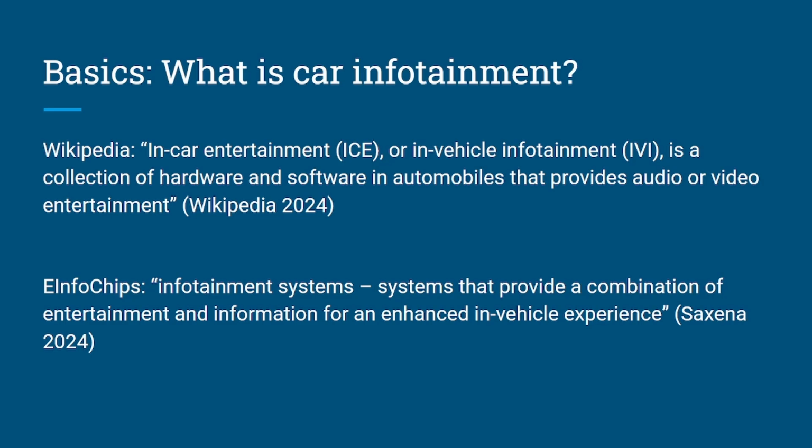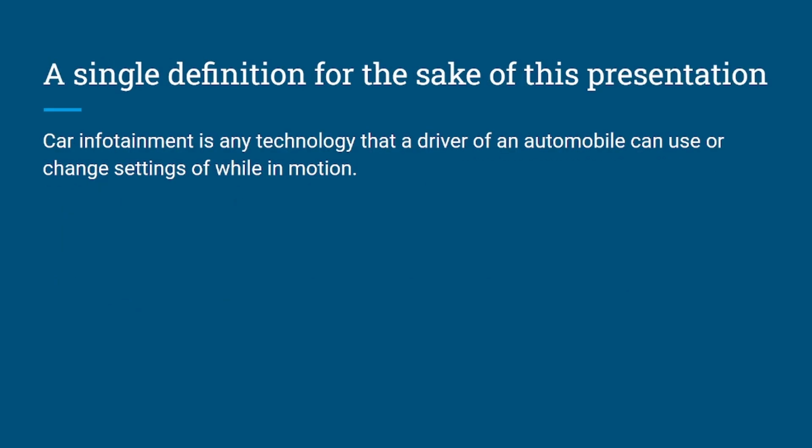E-info chips, which is some technology journal, not academic, just a general journal article, define it as: infotainment systems are systems that provide a combination of entertainment and information for an enhanced in-vehicle experience. So what I'm going to do is say car infotainment is any technology that a driver of an automobile can use or change the settings of while in motion.